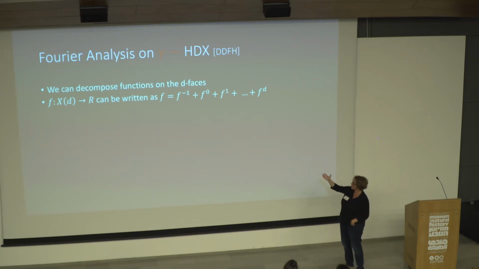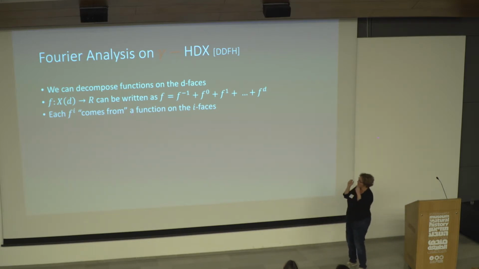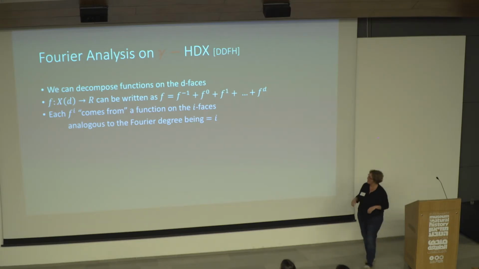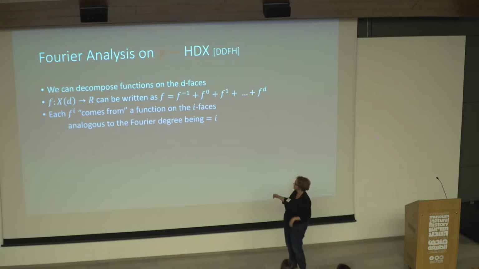So you can write a function on the d-faces as a sum of different components. And what are these components? Each f_i, the ith component, you should think of as a function on the i-faces. It's like you're looking at a function on the d-faces, but you can decompose it into a function on the vertices, plus a function on the edges, and so on. You average out, but you need to be orthogonal to the previous layer. Something like some inclusion-exclusion thing.